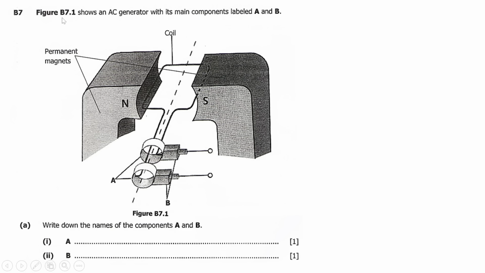B7, figure B7.1 shows an AC generator with its main components labeled A and B. Then write down the names of the components A and B. So what is the name of component A here? The name of component A here is actually slip rings. Then the name of component B here is actually carbon brushes.